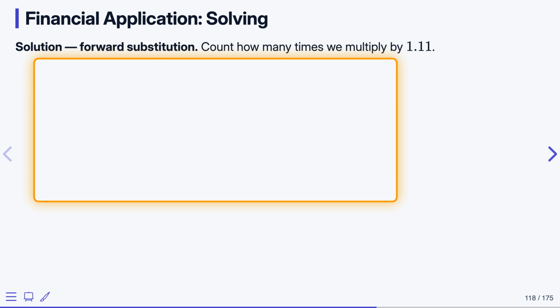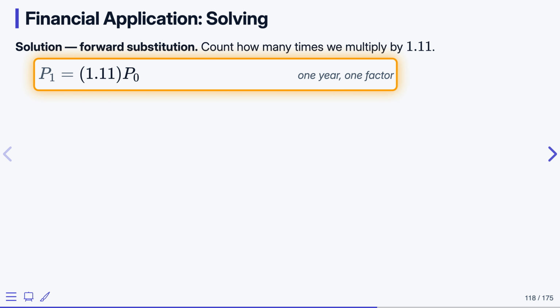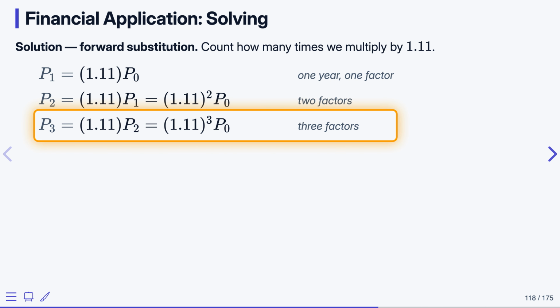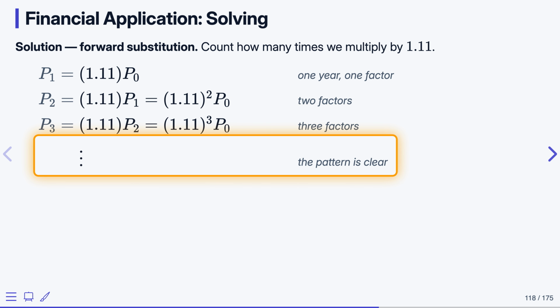Now we solve the recurrence by forward substitution. Watch the count of factors. After 1 year, P sub 1 is 1.11 times P sub 0. That is one factor. After 2 years, P sub 2 is 1.11 times P sub 1. Substituting P sub 1, that is 1.11 squared times P sub 0. Two factors. After 3 years, we bring in a third factor, so P sub 3 is 1.11 cubed times P sub 0. The pattern is clear now, so we can jump to the general term.